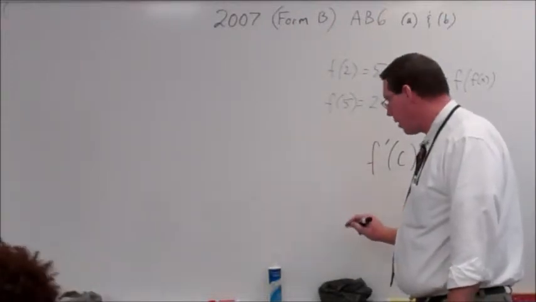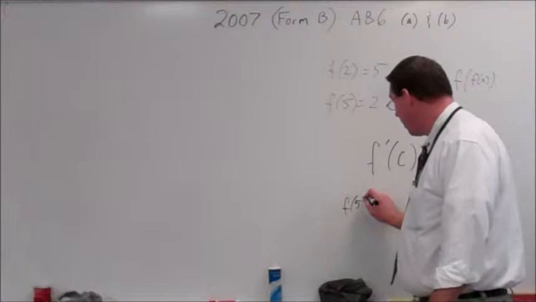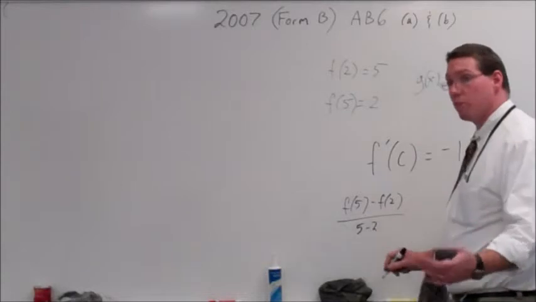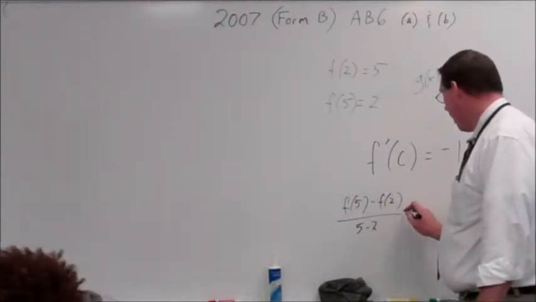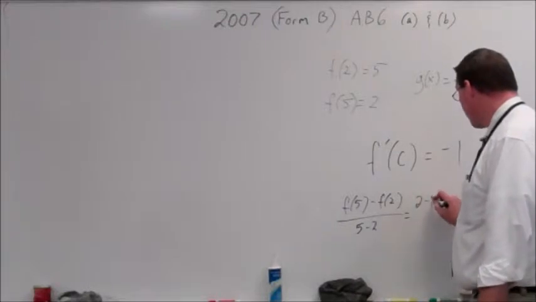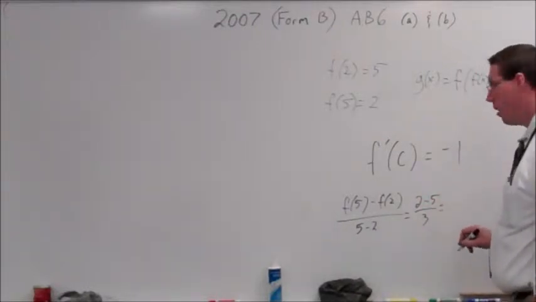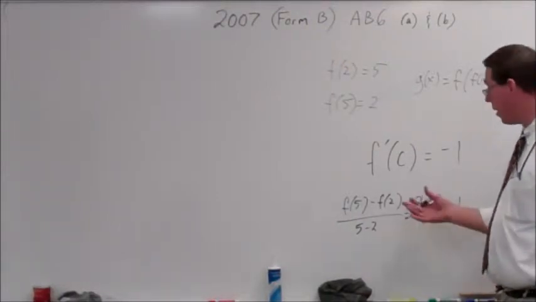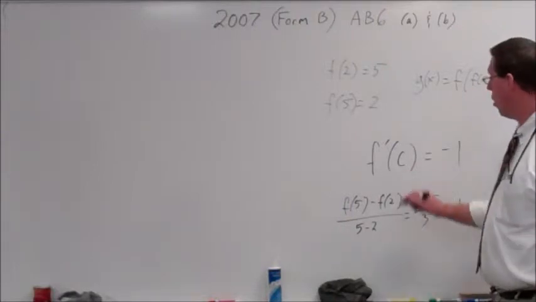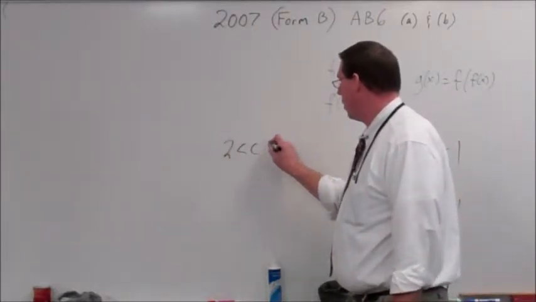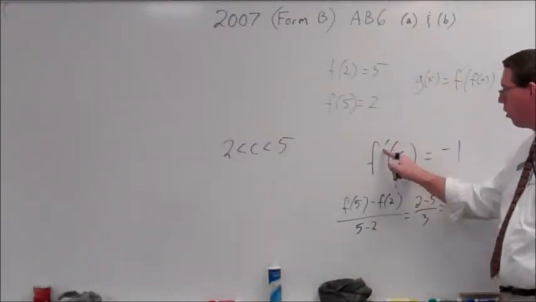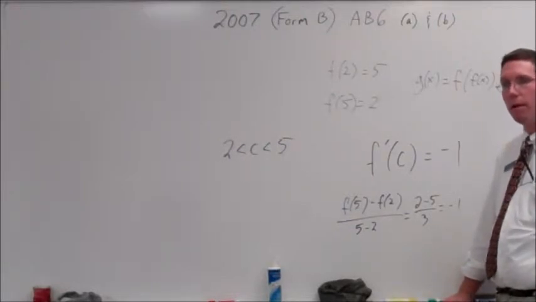So how would we write the average rate of change from 2 to 5, instead of using b and a? f of 5 minus f of 2 over 5 minus 2, which is 3, equals -1. 2 minus 5 over 3, so it'd be -1. Look at that. So now, must there be some point on this interval, 2 to 5, a c value, where the actual slope, the instantaneous rate of change, is -1? Yes, it has to happen.